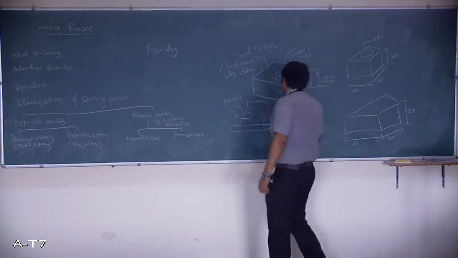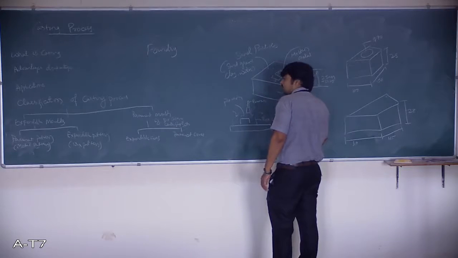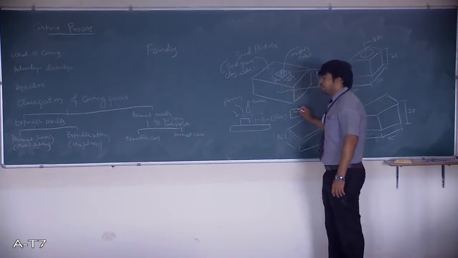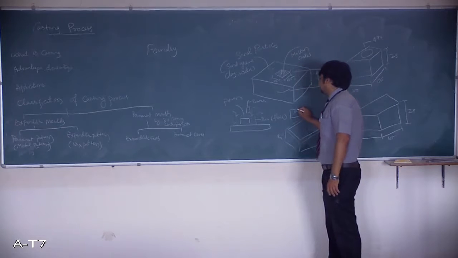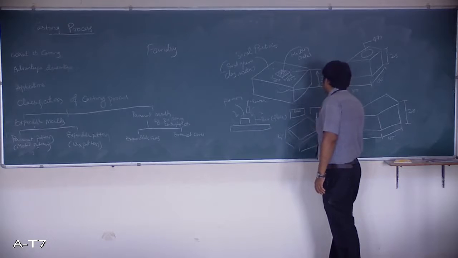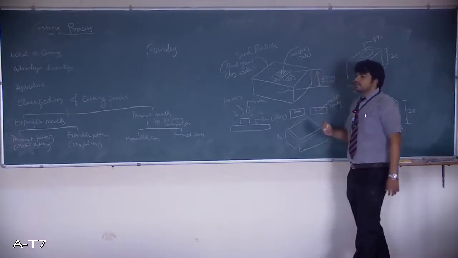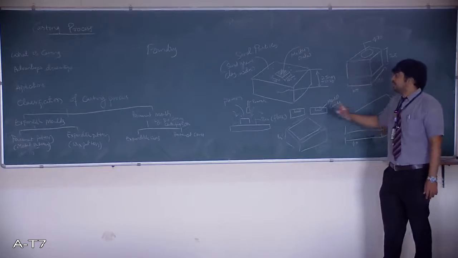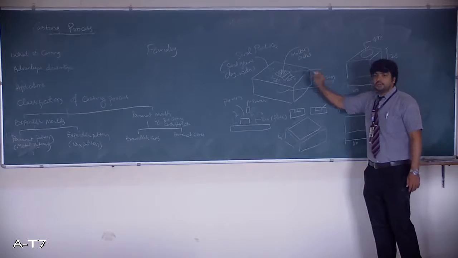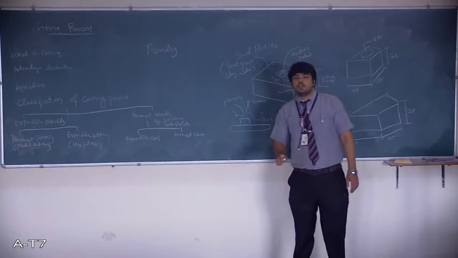So what remains is, this is the pattern, and this pattern is taken out. What remains is the hollow mold cavity. This is the mold cavity. This mold cavity is then used for pouring the molten metal, and then it is allowed to solidify.